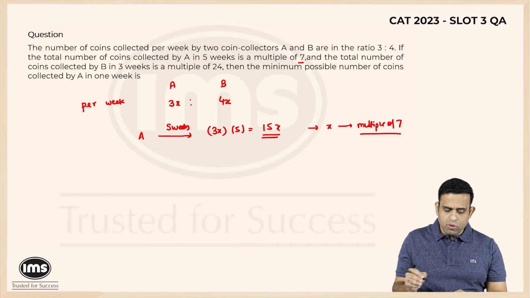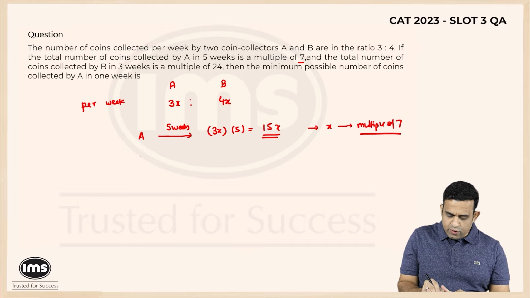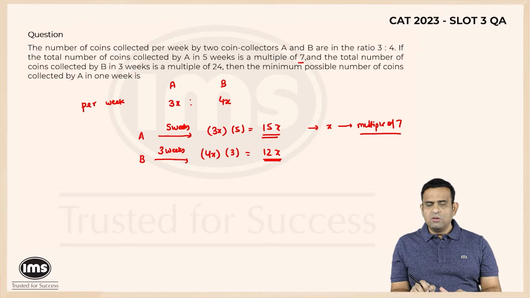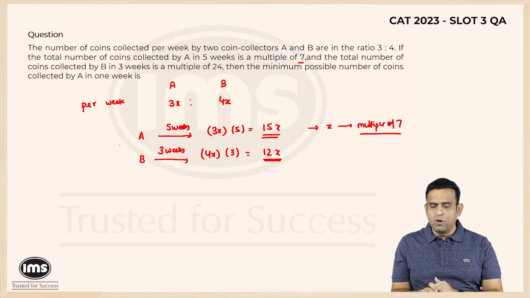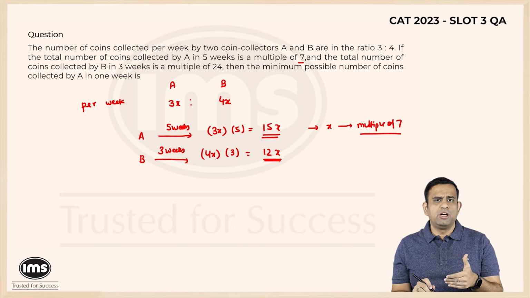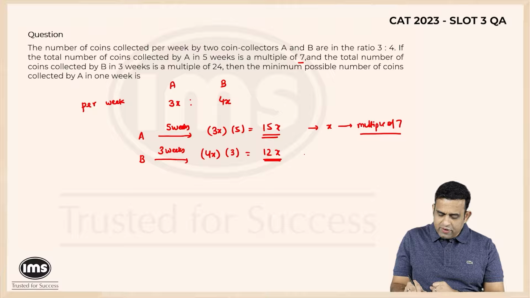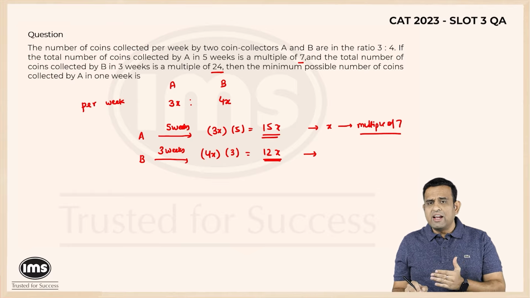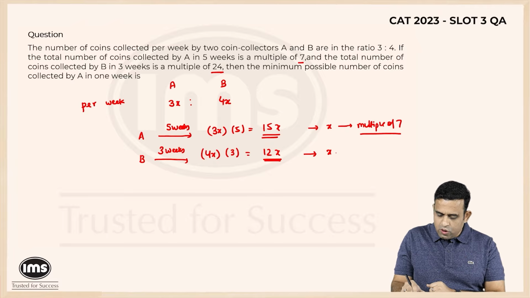Now they are saying the total number of coins collected by B in 3 weeks. So if I look at the person B in 3 weeks, will collect how much? One can say 4x in 1 week. So in 3 weeks, 4x into 3 will give you 12x. So now, if I want the number 12x to be a multiple of 24, in that case, 12 is not a multiple of 24, but 12 into 2 is definitely a multiple of 24. So for this 12x to be a multiple of 24, x needs to be an even number, or one can say x needs to be a multiple of 2.